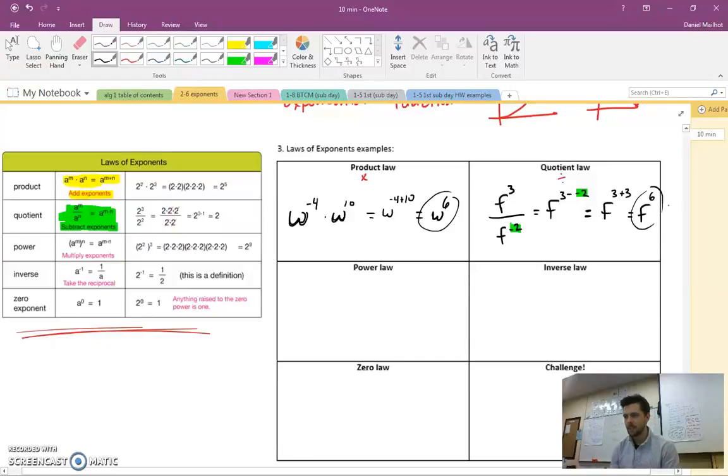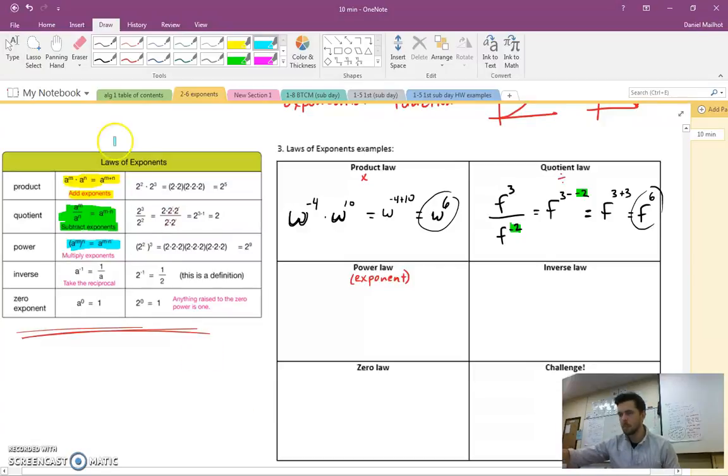Let's keep going. Power law. Now, power, right? When you hear power, think exponents, like exponents raised to more exponents. And we've got an example over here. All right, a to the m raised to the n power.